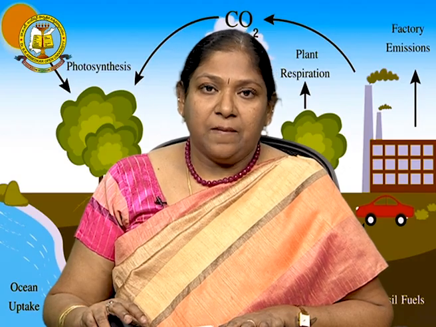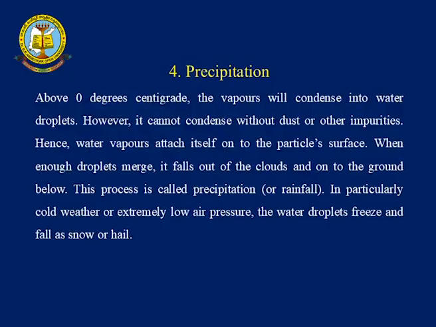The next step is precipitation. Above 0 degrees centigrade, the vapors will condense into water droplets. However, it cannot condense without dust or other impurities. Hence, water vapor attaches itself onto the particle surface. When enough droplets merge, it falls out of the clouds and onto the ground below. This process is called precipitation or rainfall. In particularly cloudy weather or extremely low air pressure, the water droplets freeze and fall as snow or hail.